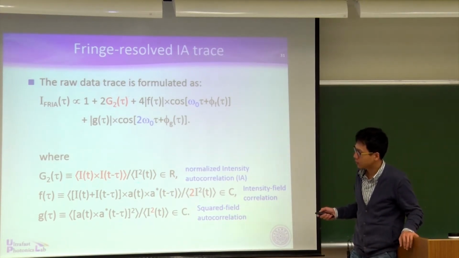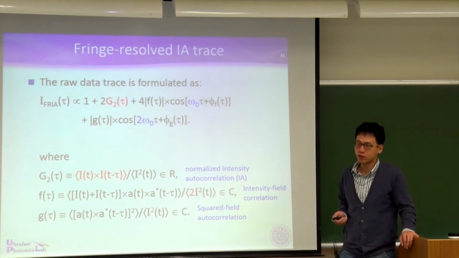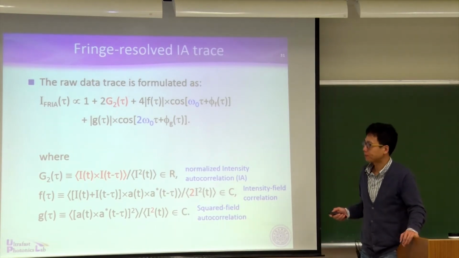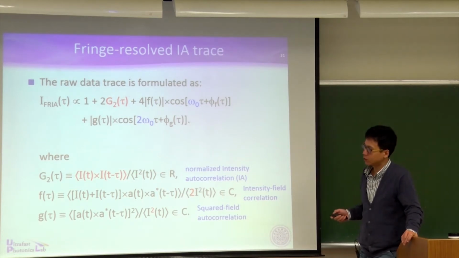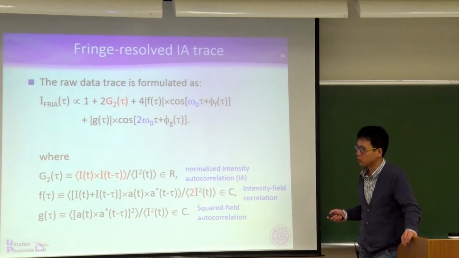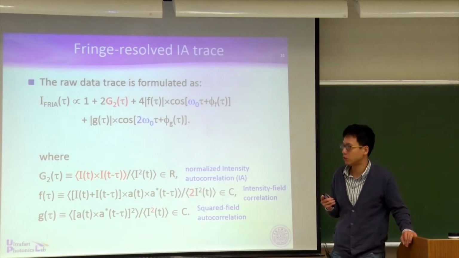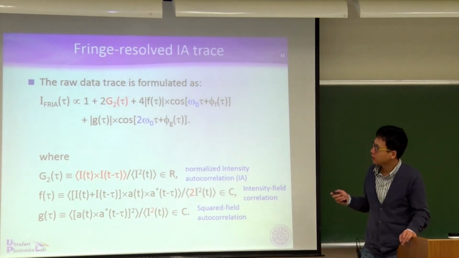You can see it's the time average of intensity times time-shifted intensity, so it's an overlap integral, normalized to the average of I squared. So you can imagine when tau equals 0, the numerator is the same as the denominator. You get 1. That's the maximum of the G2 function.